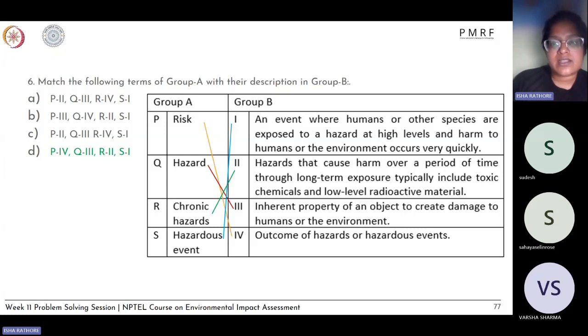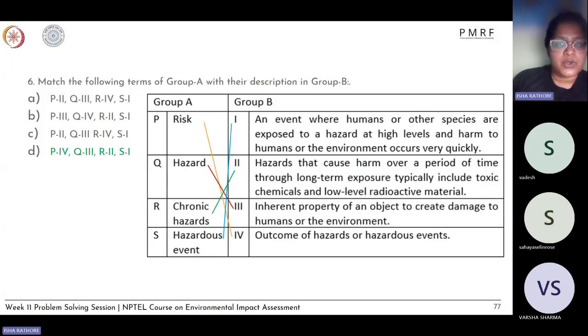Then chronic hazards are hazards that cause harm over a period of time through long-term exposure, typically including toxic chemicals and/or low-level radioactive materials. So R matches with 2. Then a hazardous event is an event where humans or other species are exposed to a hazard at high levels and harm to humans or the environment occurs very quickly. An example of a hazardous event is the Bhopal gas tragedy. So S matches with 1. Okay, so the correct answer is D, that is P matches with 4, Q matches with 3, R matches with 2, and S matches with 1.